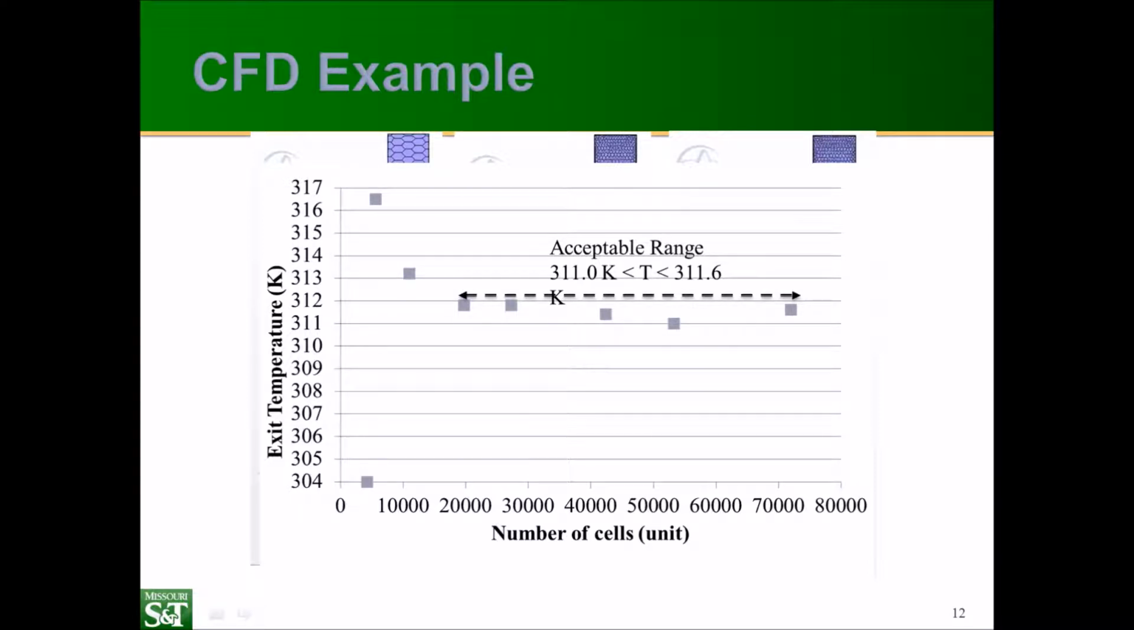Now, it doesn't make any sense to run a 70,000 cell simulation when you're going to get the same accuracy as a 20,000 cell simulation, because you need to optimize your computing resources and your accuracy, so you want to get the best balance. So you want to try to use a number of cells that's close to the low end of your acceptable range from your mesh convergence study.